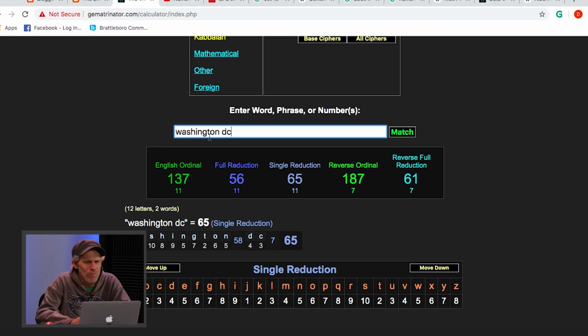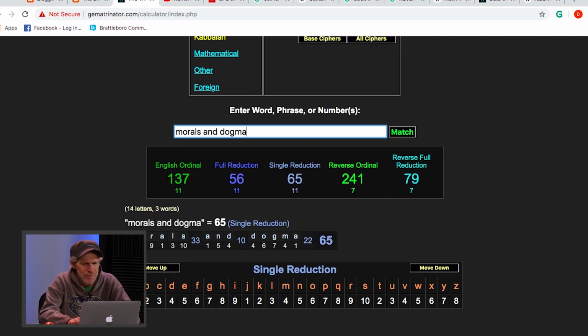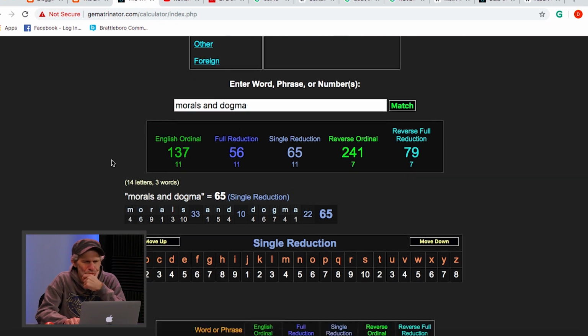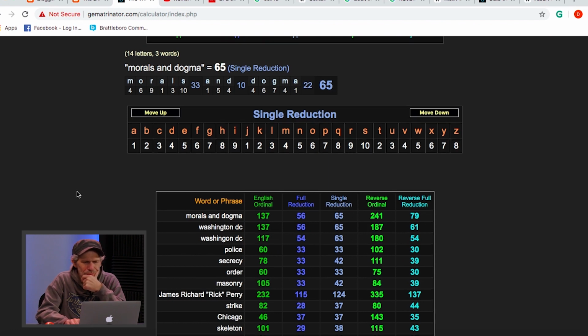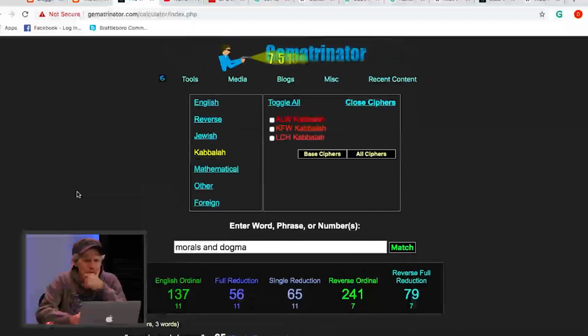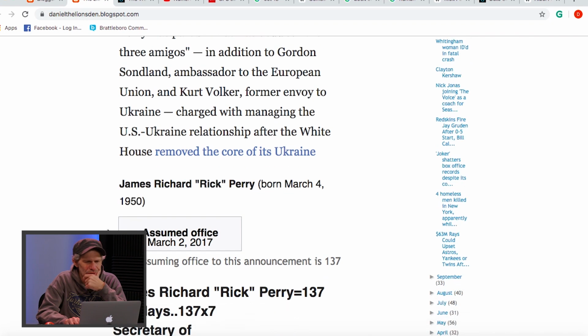And if you write out morals and dogma, it equals 137 as well. Also notice the 56, just like Washington, D.C., and the 65 with the reduction. So 137, very special number. You see it a lot, and they code it in their stories a lot. So let's get back to the decode here.